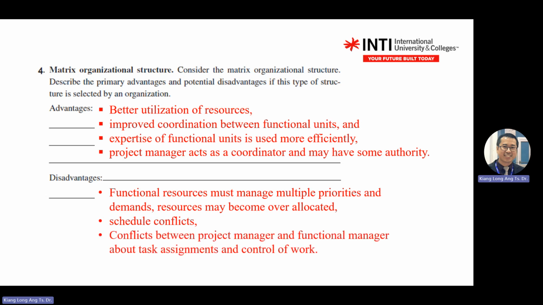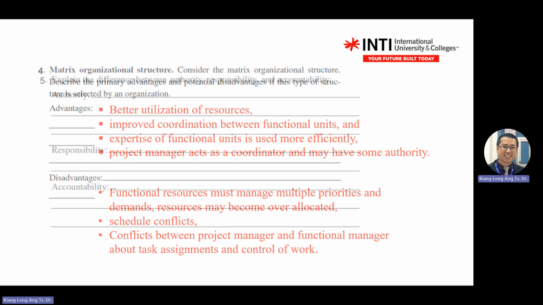Conflict: this one is conflict with the project manager about task assignment and control of work. So this will be your disadvantage because you are working in parallel with the PM and the functional units. Right. The functional unit and the functional unit manager or line manager have the same authority as the PM, the project manager.